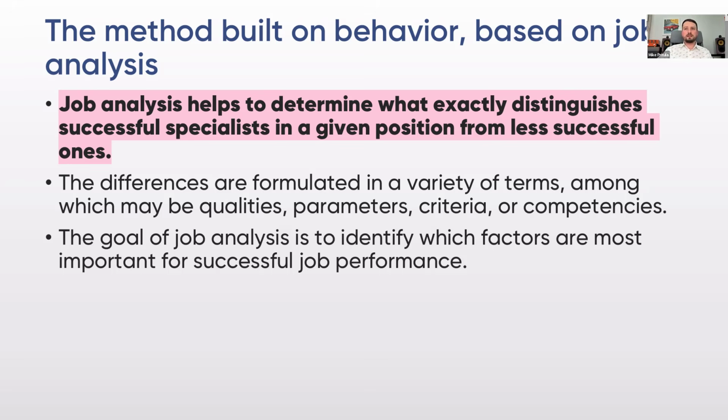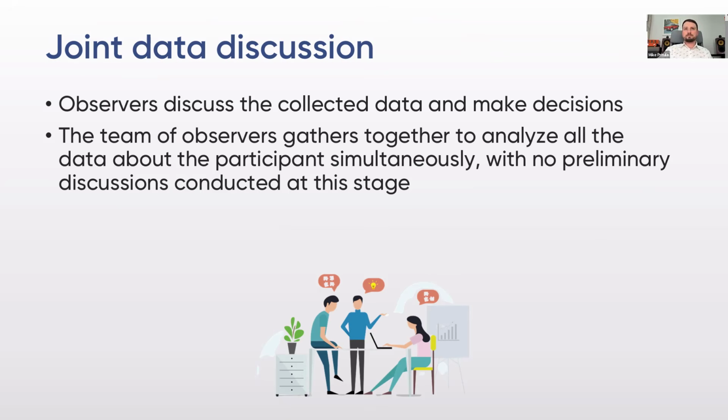Collaborative discussion of the data. Observers discuss the data collected and make decisions. The observer team comes together to simultaneously analyze all data about the participant. No prior discussions are held. This is also very important because as we are evaluating a person's behavior, it can be very subjective. And so, when a team of observers discusses a particular employee in a particular exercise, they argue their case for the grade and they cite evidence. They say, I think this is a person of such and such competence, has such and such a grade because right there and there, he showed himself this way, that way. Another observer says, what I think is not so, and then something of his own.